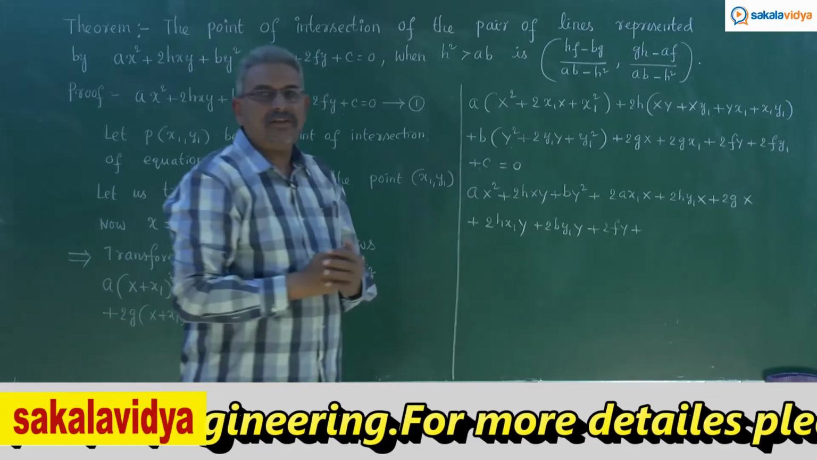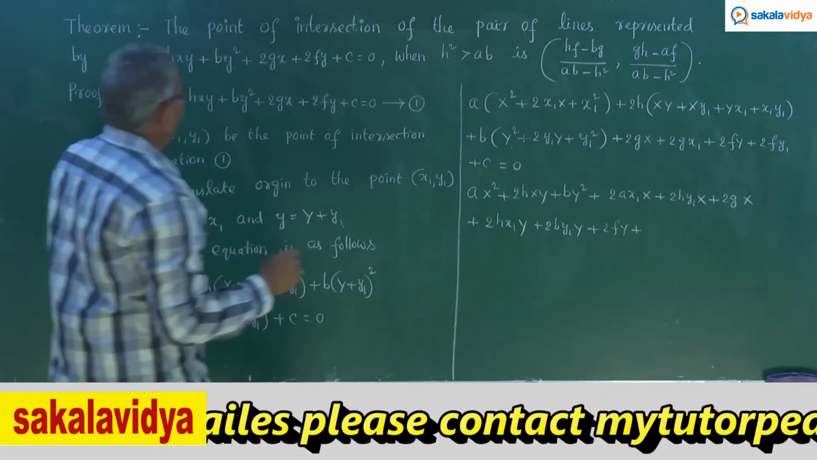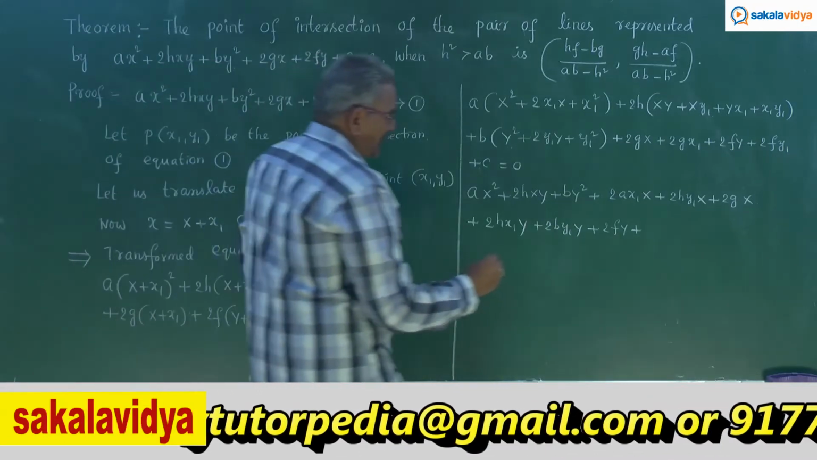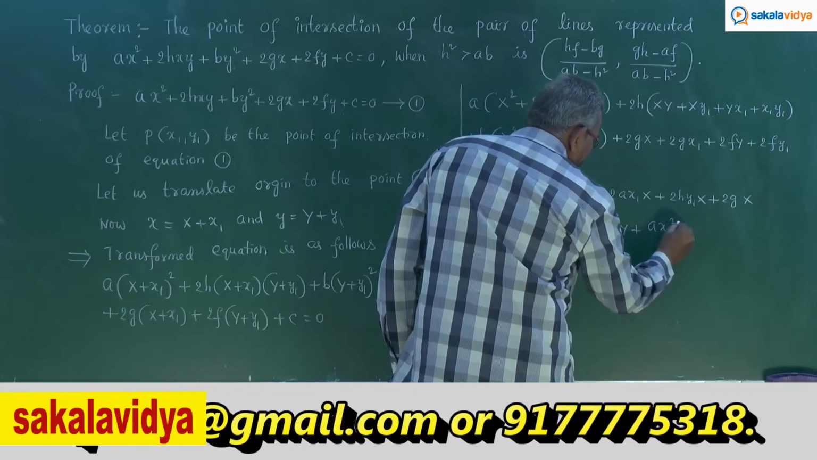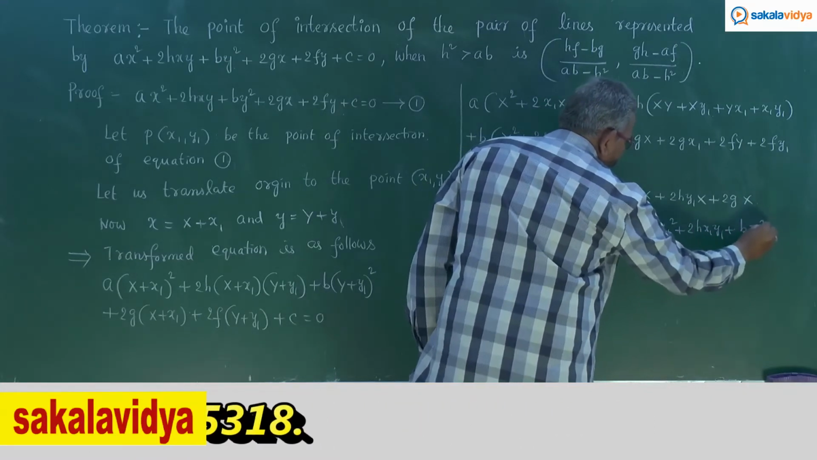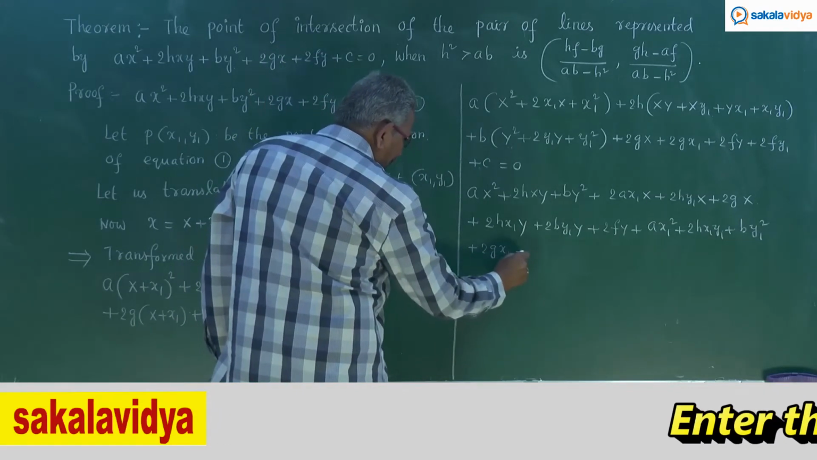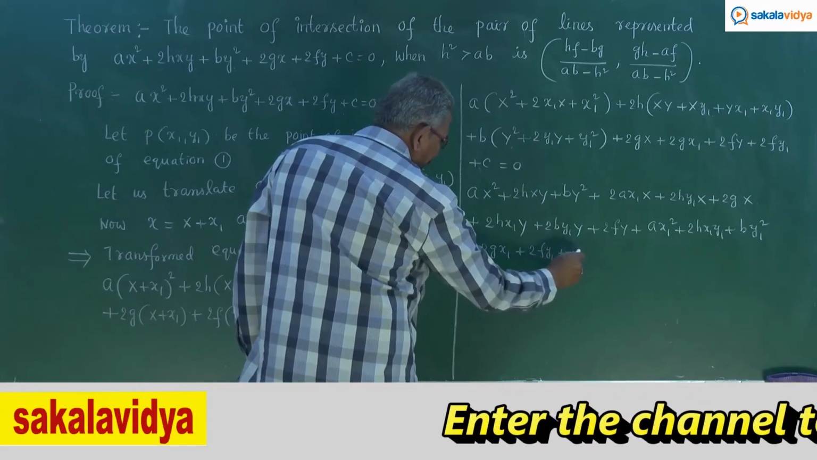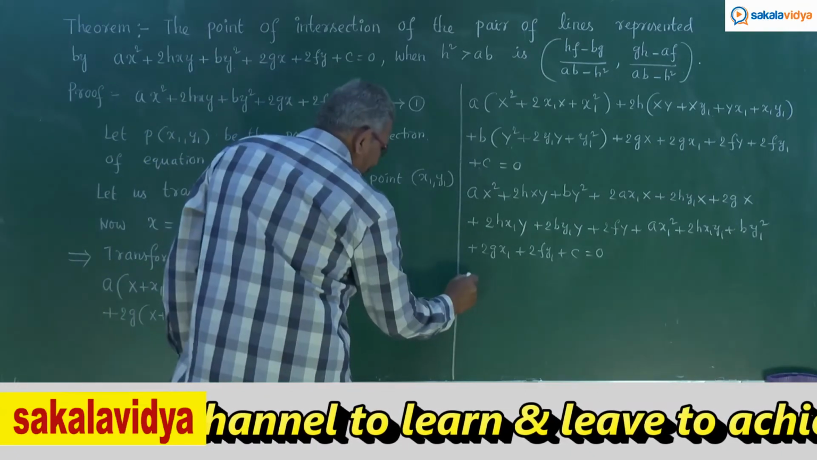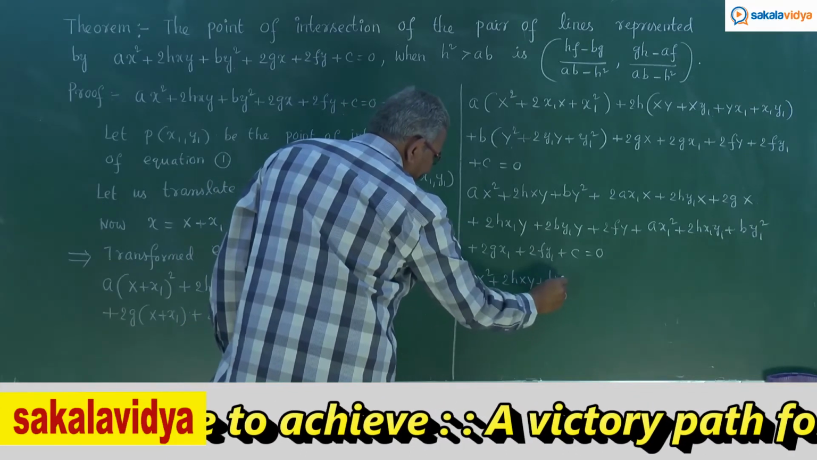So now the rest of the terms need to be written. We have ax1 square, that will be very simple. So in the place of left hand side, put x for x1, y for y1. We get that is ax1 square plus 2hx1y1 plus by1 square plus 2gx1 plus 2fy1 plus c equals to 0. So now ax square plus 2hxy plus by square.